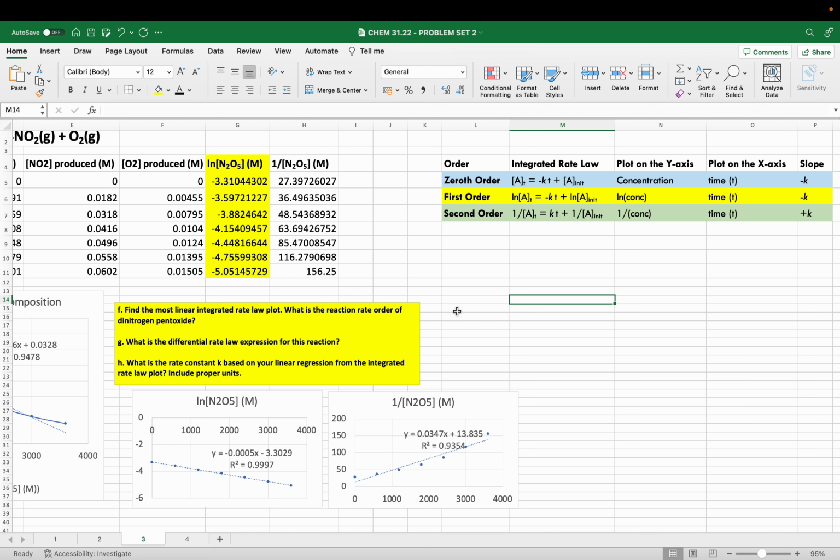With that, we can now write the differential rate law of this reaction as rate equals k times [N2O5] raised to the first power.